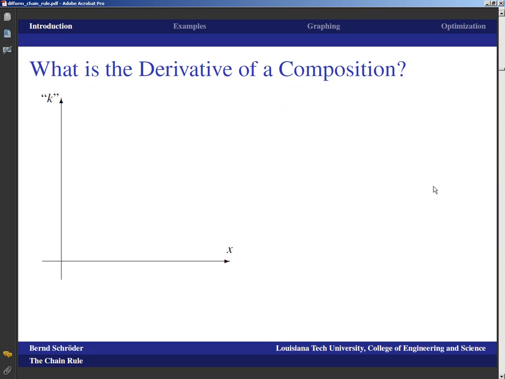Okay, so now let's look at what happens with a composition. We start with a function k, and we're moving with speed 1 in the x direction.